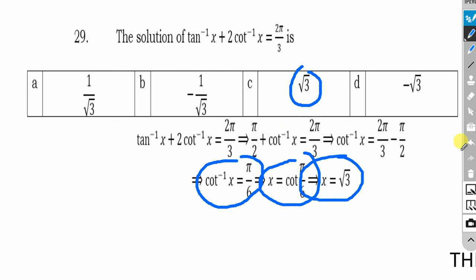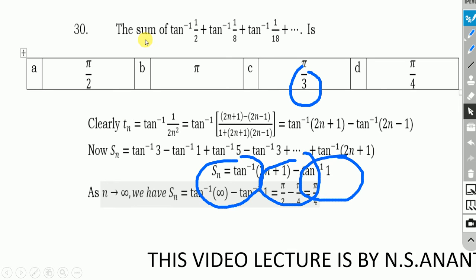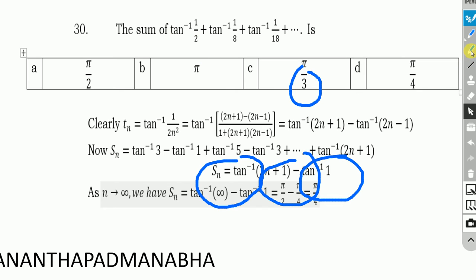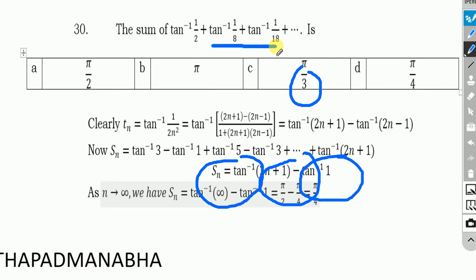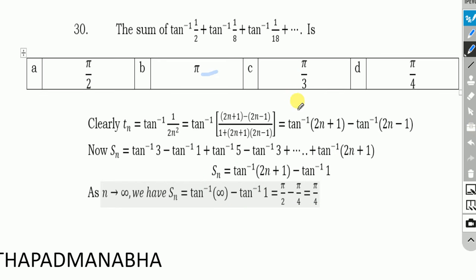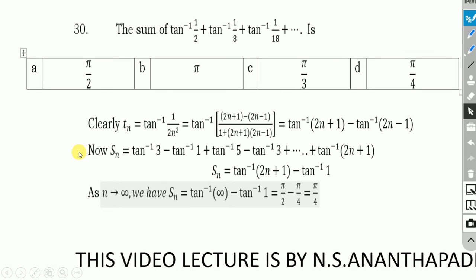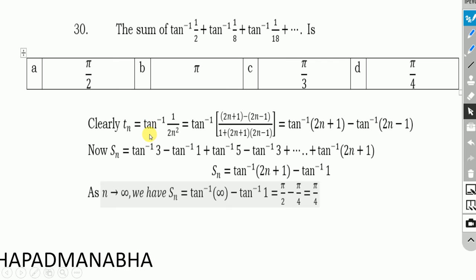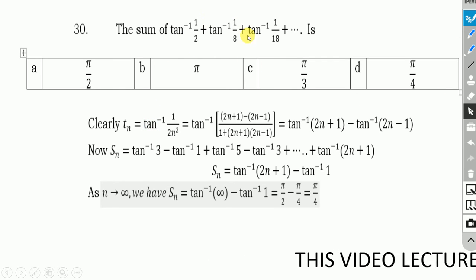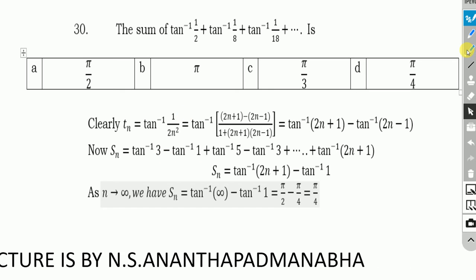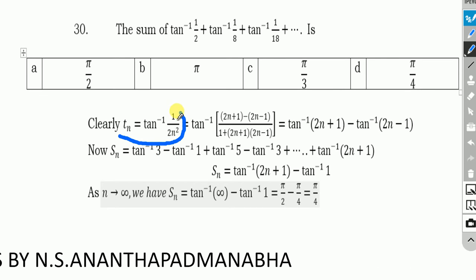The sum of tan inverse of 1 by 2 plus tan inverse of 1 by 8 plus tan inverse of 1 by 18 is: option A is pi by 2, option B is pi, option C is pi by 3, and option D is pi by 4. Clearly the given expression is an infinite series. Here Tn, the nth term of the given series, is tan inverse of 1 by 2n square.